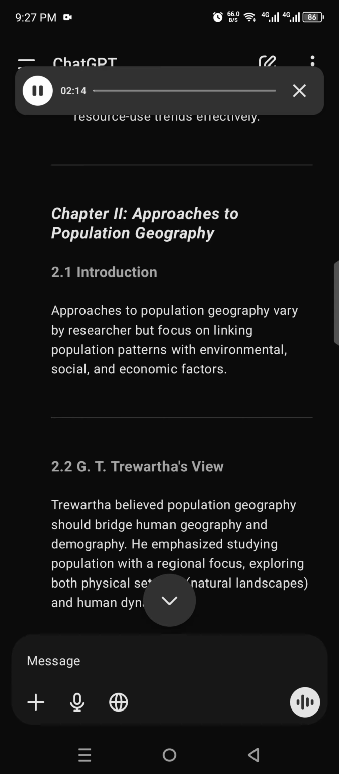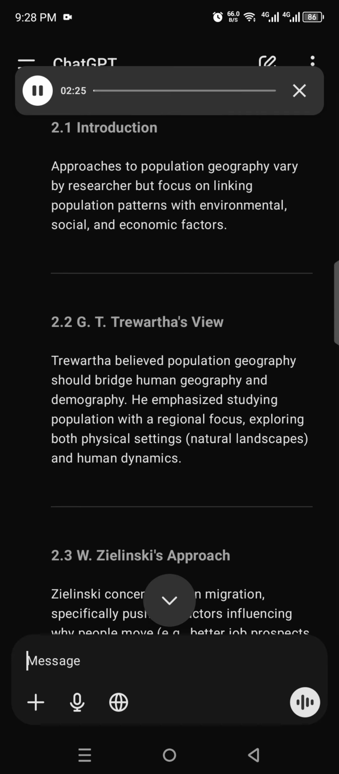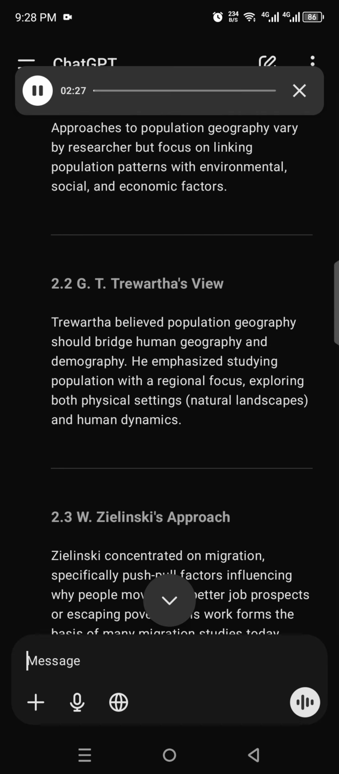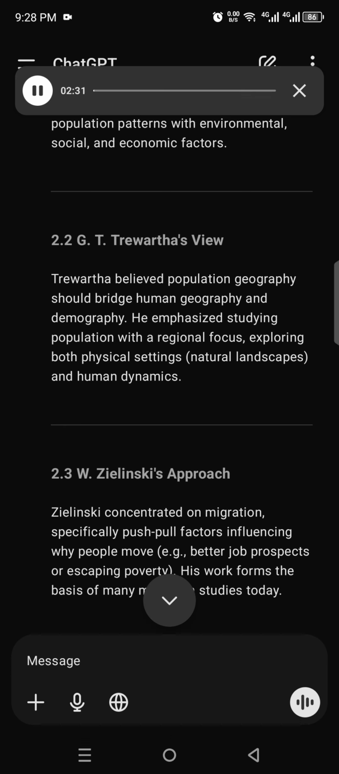2.1 Introduction. Approaches to population geography vary by researcher, but focus on linking population patterns with environmental, social, and economic factors. 2.2 G. Trewartha's view. Trewartha believed population geography should bridge human geography and demography. He emphasized studying population with a regional focus, exploring both physical settings, natural landscapes, and human dynamics.